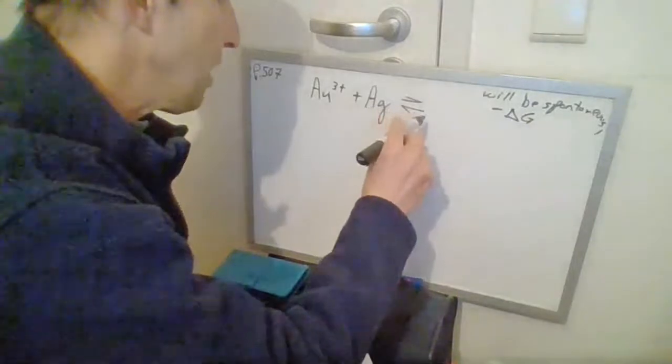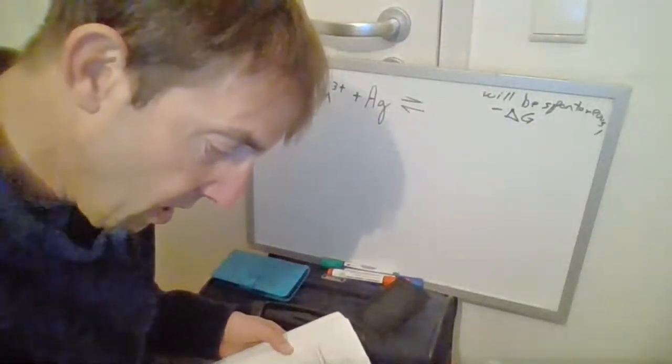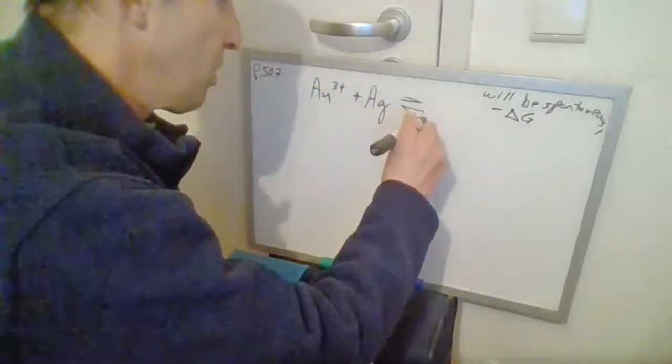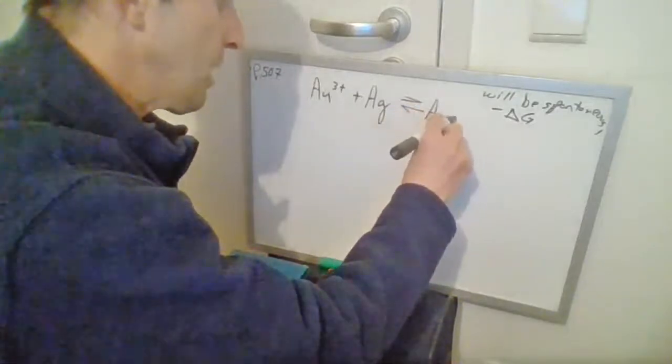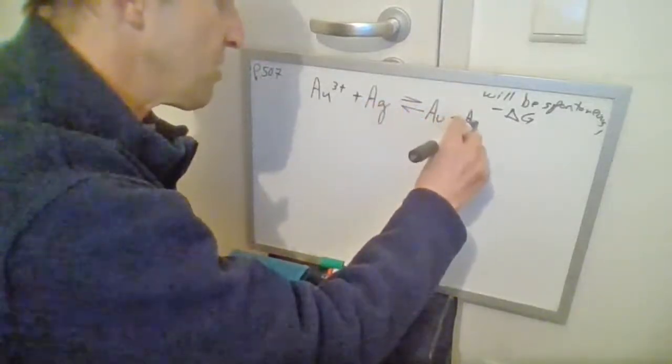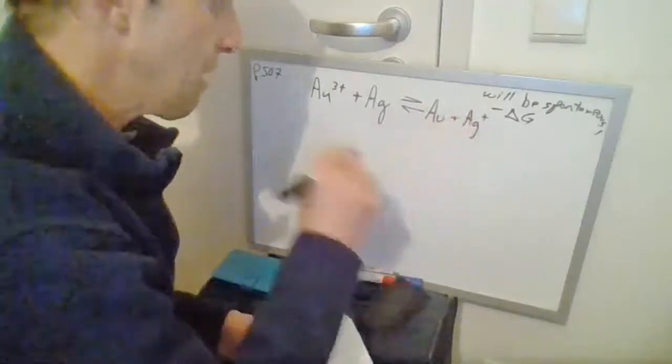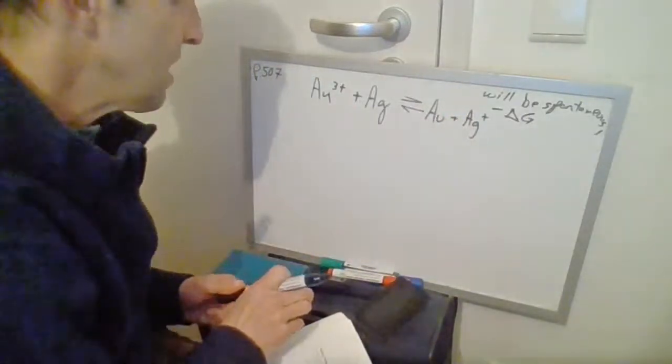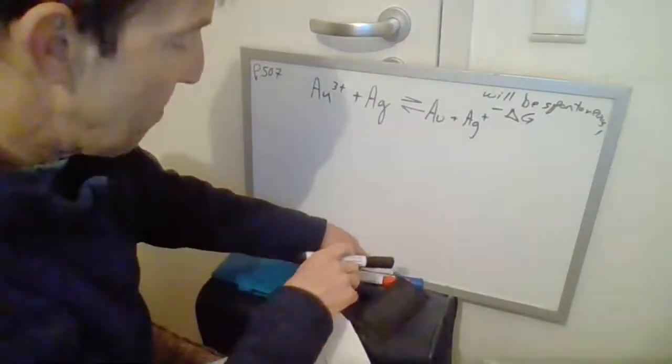So what do we get? Well, look on the chart and see, oh, we just get regular gold. And then we get, you know, the silver ion is Ag plus. That one you have memorized. But we got to balance that puppy.